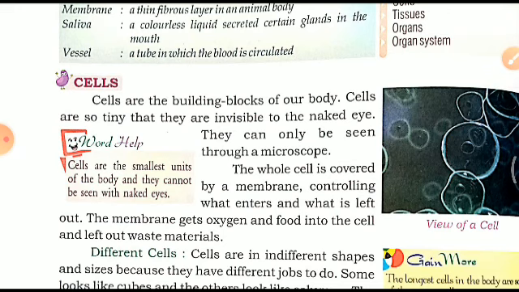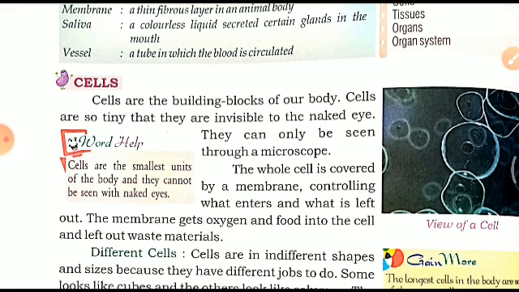The whole cell is covered by a membrane controlling what enters and what is left out. This membrane gets oxygen and food into the cell and lets out waste material. This is called the cell membrane, which is semi-permeable. Do you know what that means? Semi-permeable means it allows only certain things to move in and out of it. It does not allow everything.